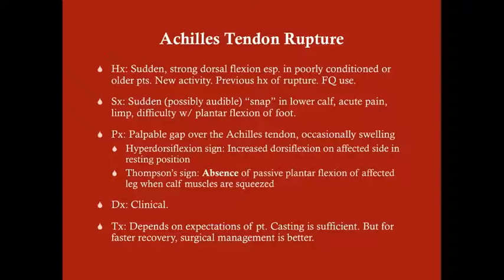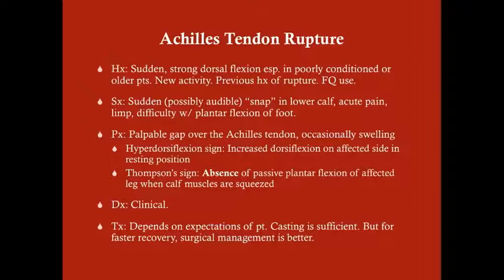So it could happen in a poorly conditioned or older patient, but it could also happen in an athlete who is overexerting. A previous history of rupture is very common with patients with Achilles tendon rupture, and the reason for that is pretty straightforward. When you rupture your Achilles tendon and then it heals, the area where it heals is not as strong as the rest of the tendon, and so that area can get ruptured again.